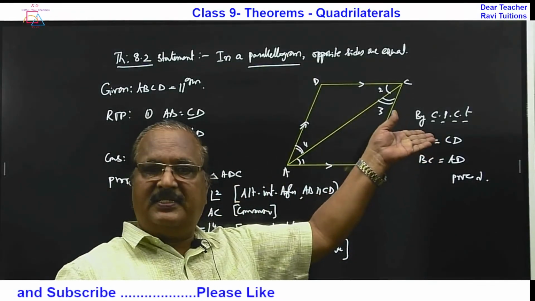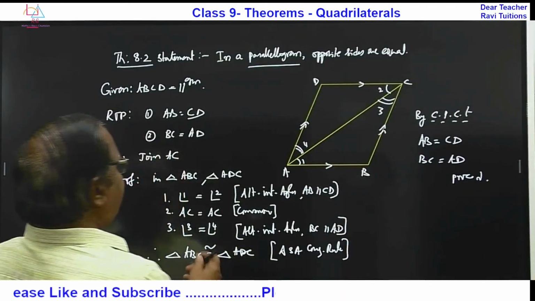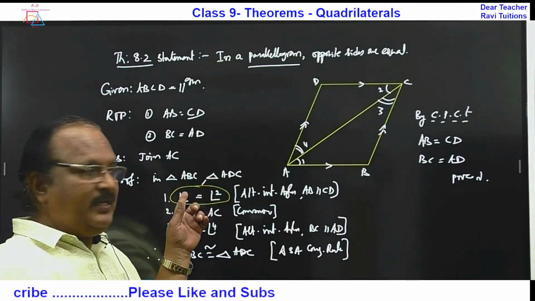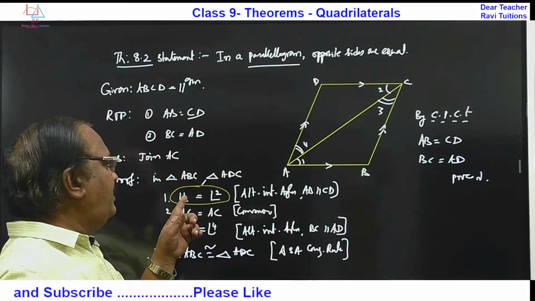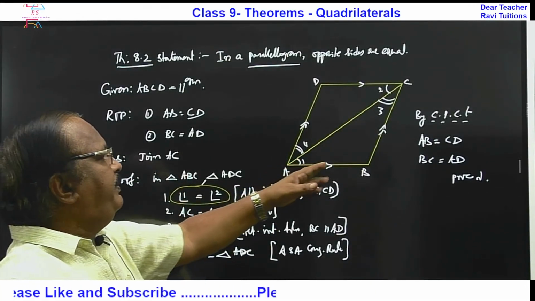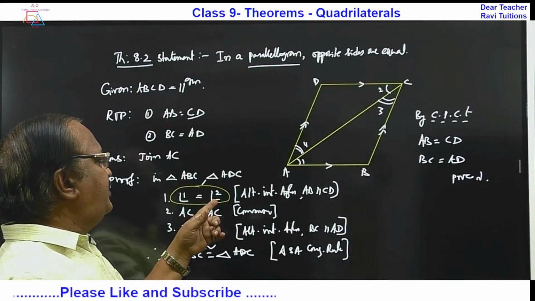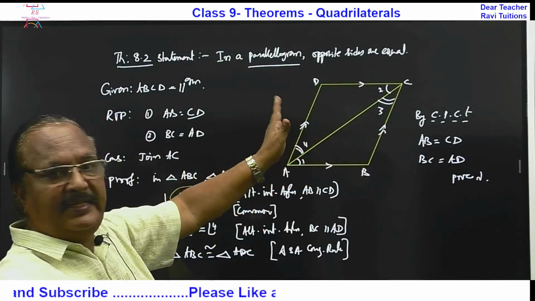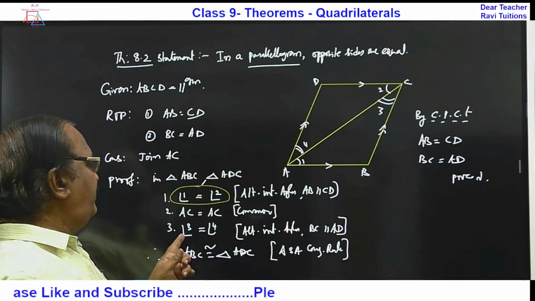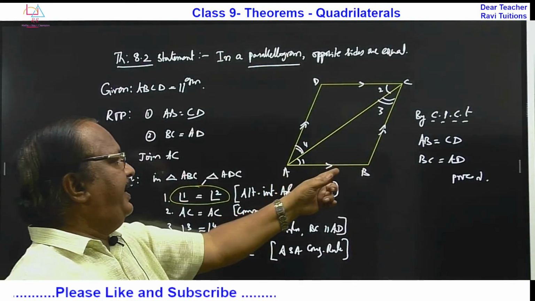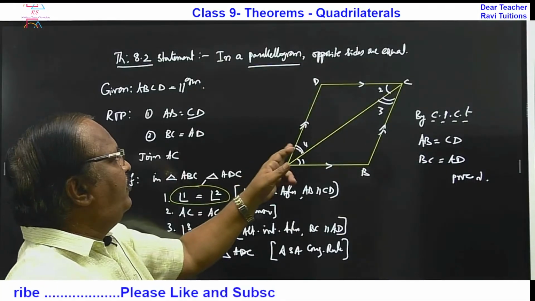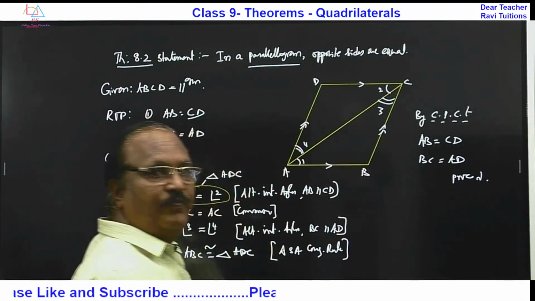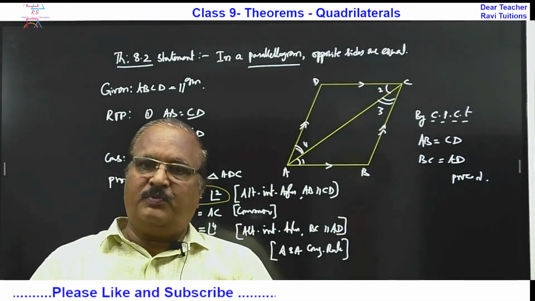And how do you know that these are corresponding? You just see these two things: opposite to angle 1 in ABC is BC, opposite to angle 2 in ADC is AD, therefore BC, AD are corresponding. Same way, the opposite side to angle 3 is AB, and the opposite side to angle 4 is CD. So they are corresponding. This proof is a 2 marks question.